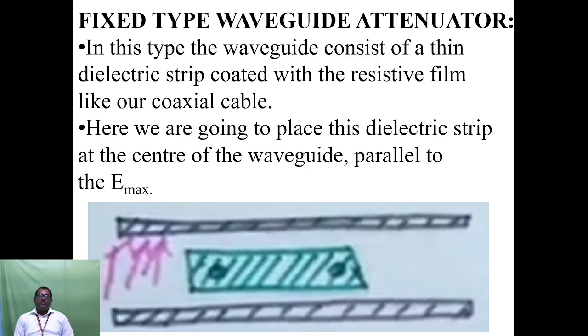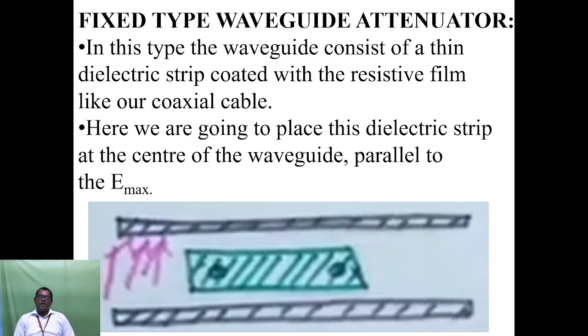And next one is the fixed type waveguide attenuator. This type of waveguide consists of a thin dielectric strip coated with a resistive film, like our coaxial cable. As I told you in the previous coaxial type attenuator, in the outer layer we are using a resistive coating for coaxial cable. Similarly, we will be using it in this waveguide attenuator also.